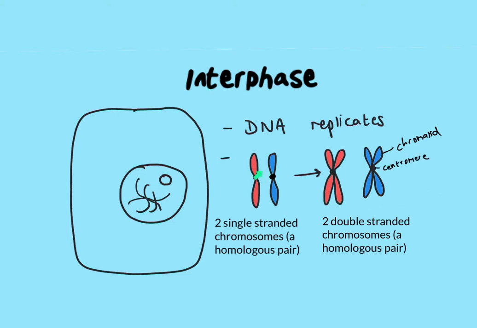So we look at these as being a homologous pair because they're equal in size, like I mentioned in the previous video. You get one from your mom, one from your dad, and both of those chromosomes will replicate their own DNA to make two double-stranded chromosomes. It's still two because you count the centromeres. So let's dive into meiosis.